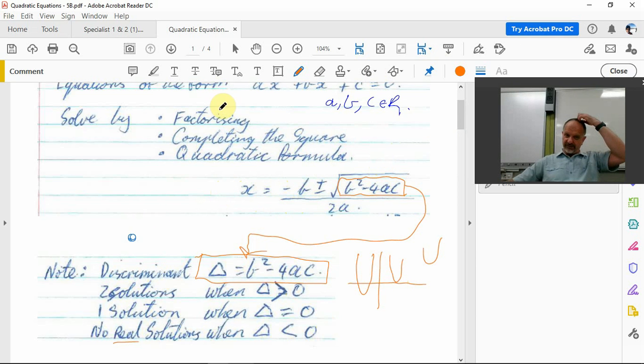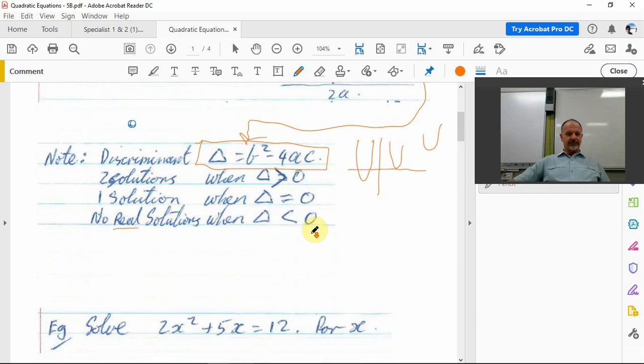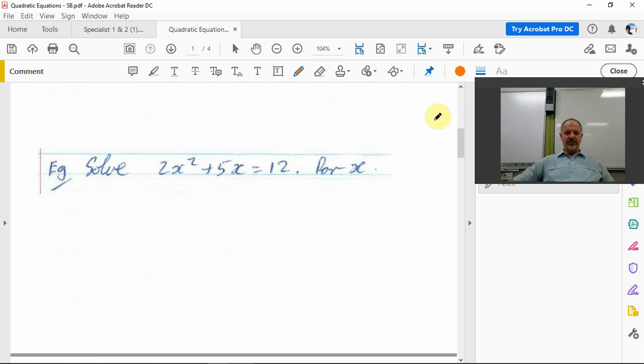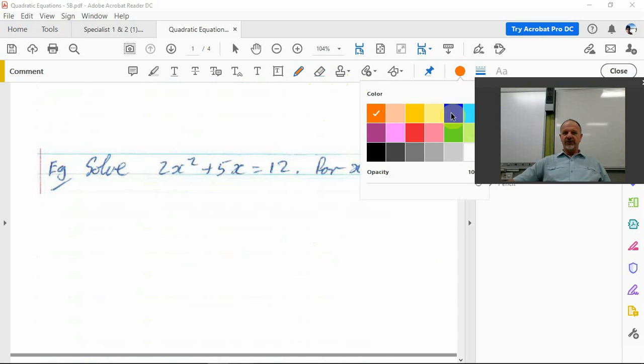All right, so that's it in a nutshell. You've done a little bit of the factorising and completing the square before. You may have done also again a little bit of the quadratic formula. So we'll look at more of that, and you'll look at more of the quadratic formula and the discriminant in methods.